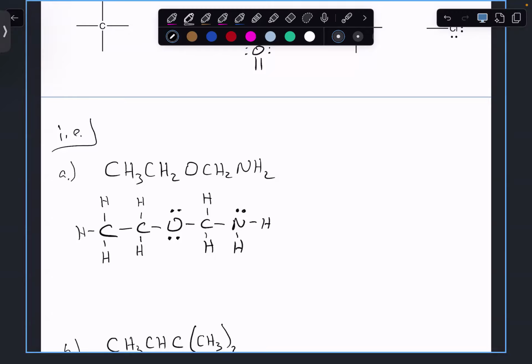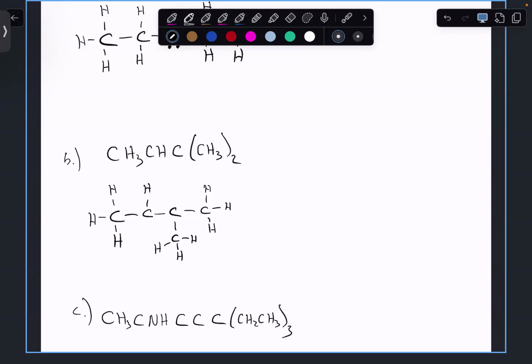Something missing. Yeah, have a look here. This carbon does not have its octet. For that matter, neither does this. So how could we fix that? What would make each of those electron deficient carbons happy? Yeah, put a double bond in between them. Now everything's satisfied. Questions there?